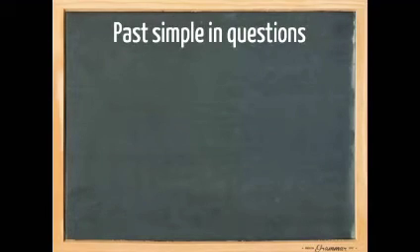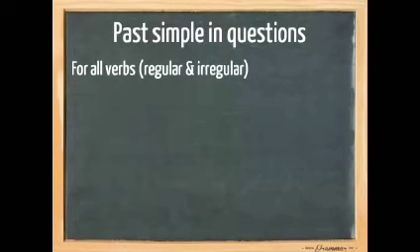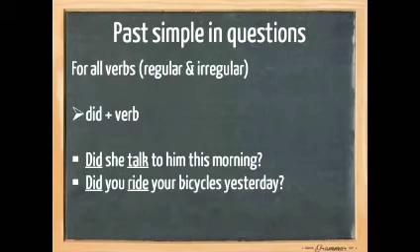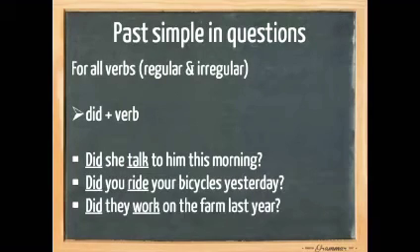Let's have a look at the simple past in questions. For all verbs, regular and irregular, we use the auxiliary verb to do, which is did in the past, and the infinitive form of the verb. Did she talk to him this morning? Did you ride your bicycle yesterday? Did they work on the farm last year?